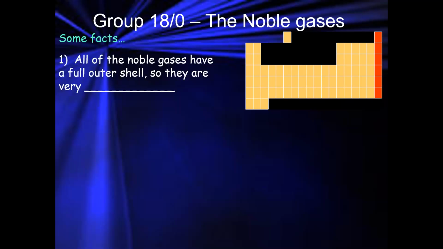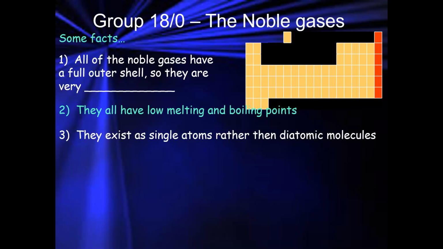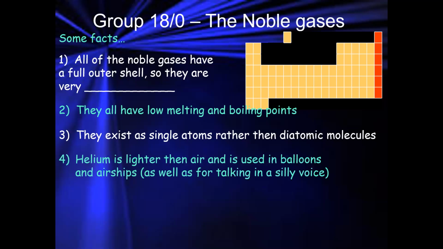Some facts about the noble gases: all of the noble gases have a full outer shell, so they are very stable. They have low melting and boiling points. Because they are gases, they exist as single atoms rather than diatomic molecules, because they have a complete outer shell. Helium is lighter than air and is used in balloons and airships, as well as for talking in a silly voice. It is also a very interesting use of helium gas.